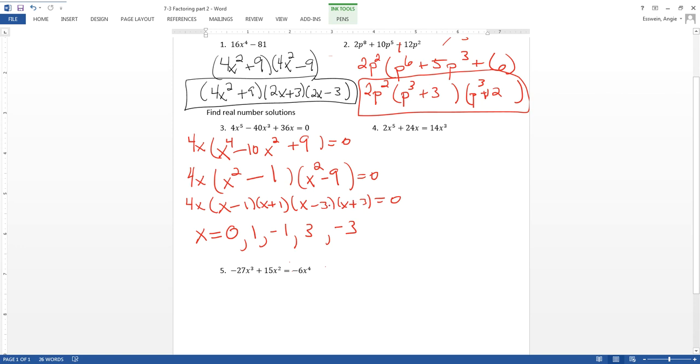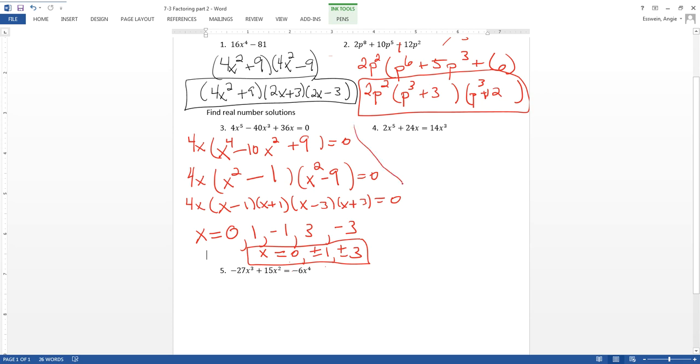So our answers are, there are actually 5 solutions, and it is not a coincidence that the degree of this is degree 5. So we can write this more succinctly like this: x equals 0, plus or minus 1, plus or minus 3. And that gives us all 5 solutions.